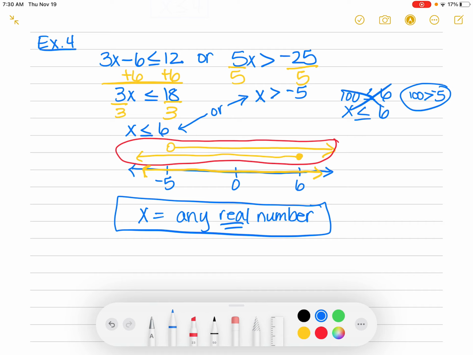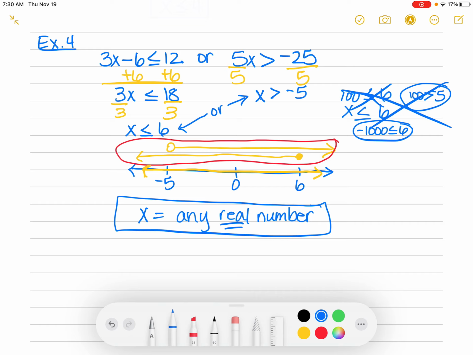Remember, it's like doing the dishes or taking out the trash. It has to work in one of them, not both of them. So it works in that one. So 100 would work. And if I picked a different number, if I picked something like negative 1,000, that one would work in this one. So that one works also. So any number works in these inequalities.